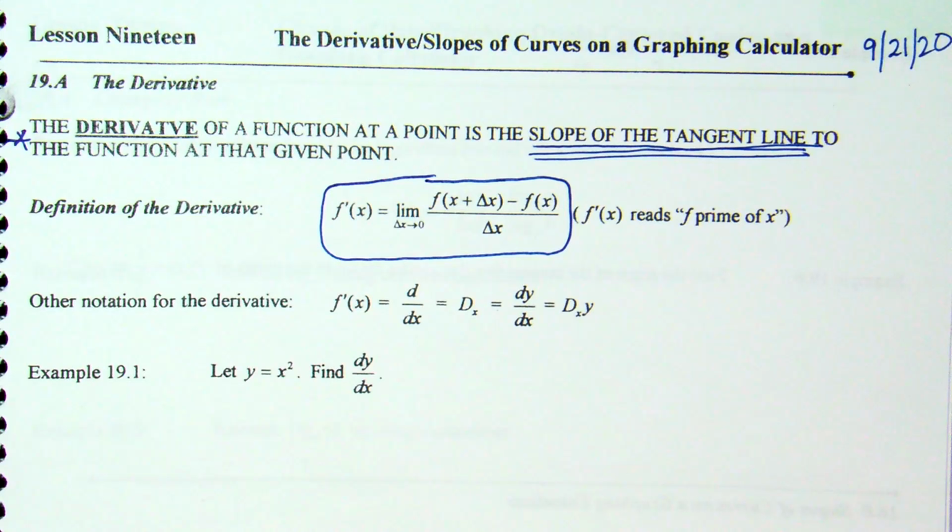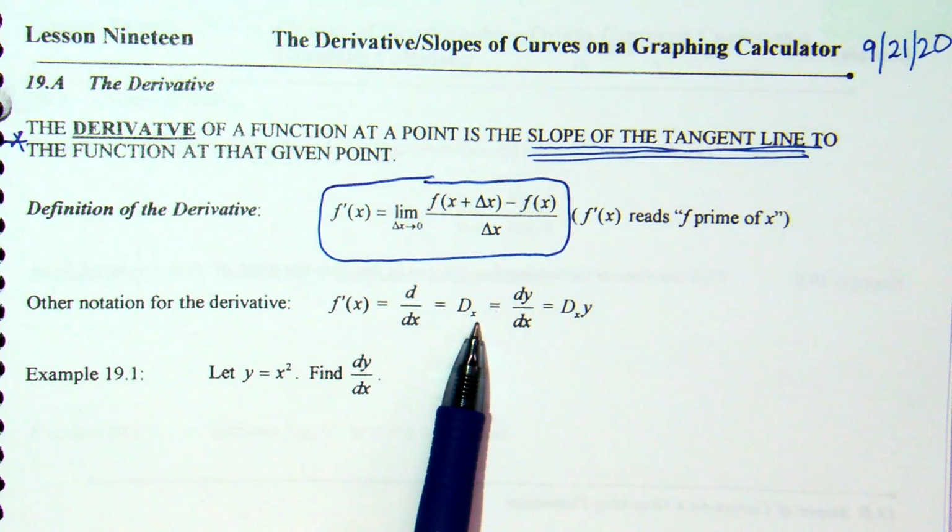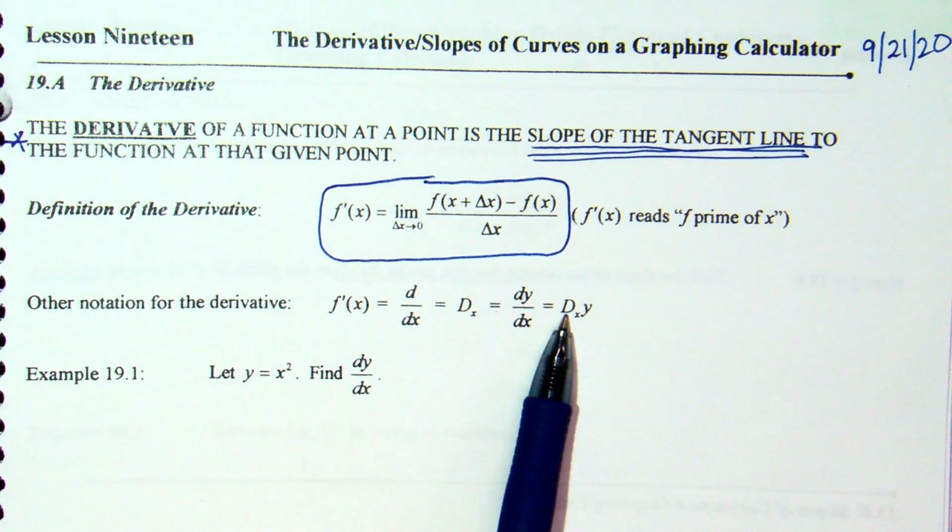Other notation for derivative. So f prime of x is most common. You will also see y prime. d/dx, so that is the derivative with respect to x. Capital D with a subscript x. Honestly, I don't usually see that, but it's a good one to know. dy/dx is very common, the derivative of y with respect to x. And this is the same thing, the derivative of y with respect to x, this D subscript x of y.